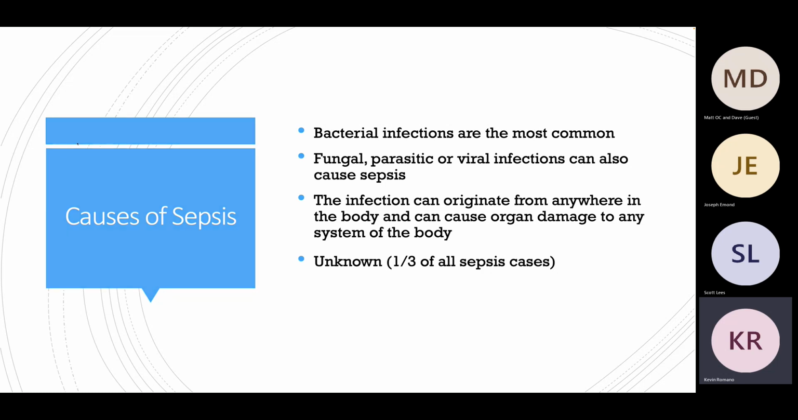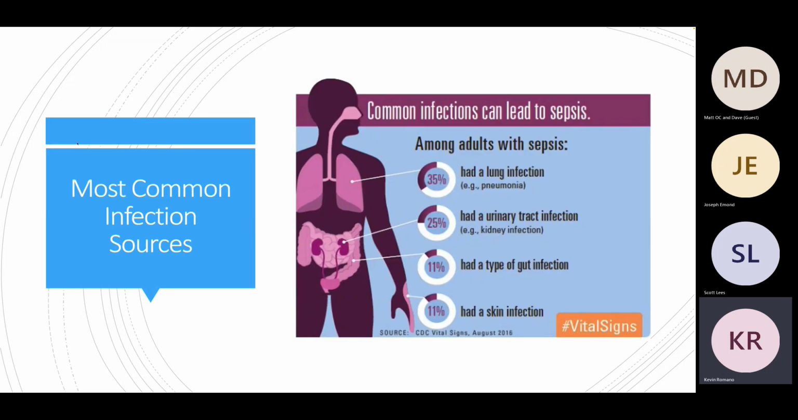One of the biggest ones that we see for sepsis, usually hospital acquired, is your pneumonia patients that turn septic. Some common infections can lead to sepsis. Among adults with sepsis, they had a lung infection, pneumonia, or a UTI or kidney infection, where you're turning to urosepsis. Or a gut infection, so maybe a gastroenteritis, or a type of skin infection. But as you can see, 35% of this was pneumonia, which is the most common infection source.